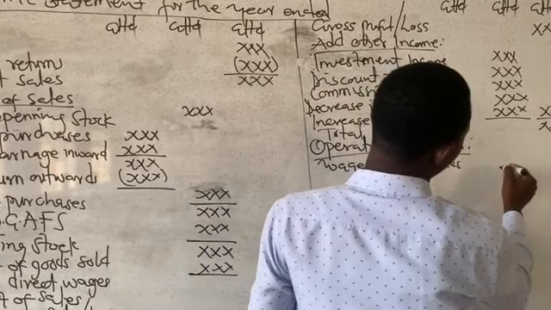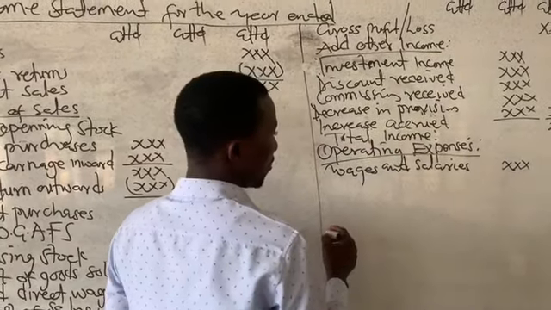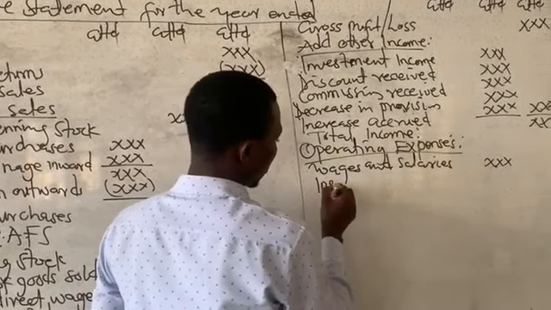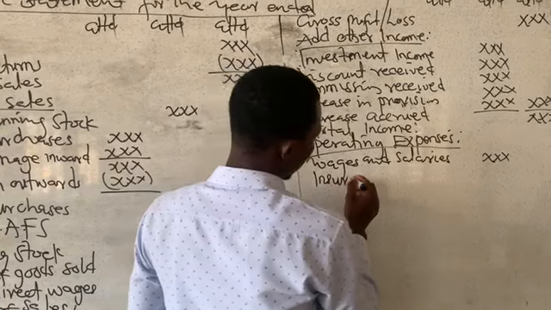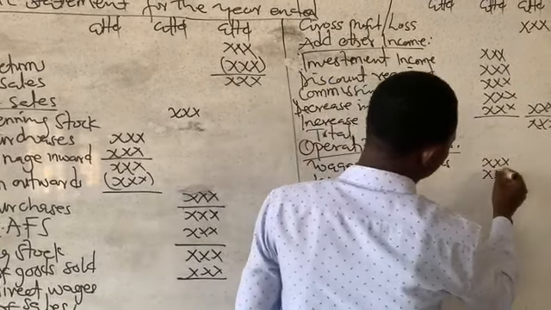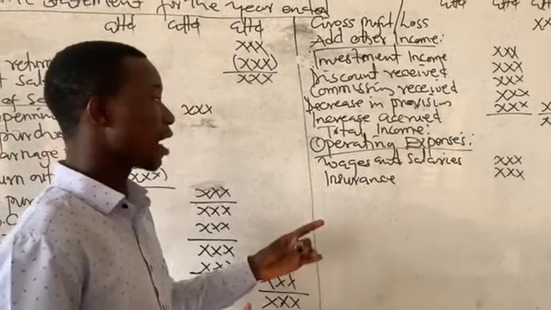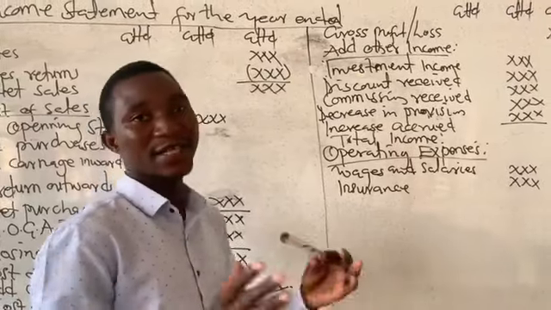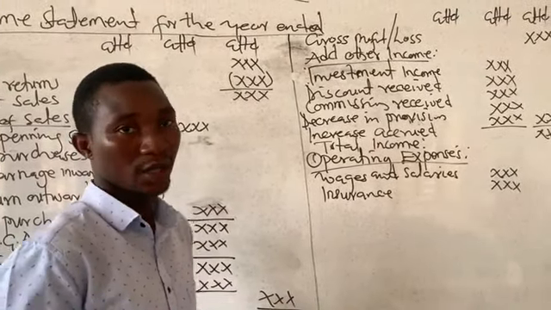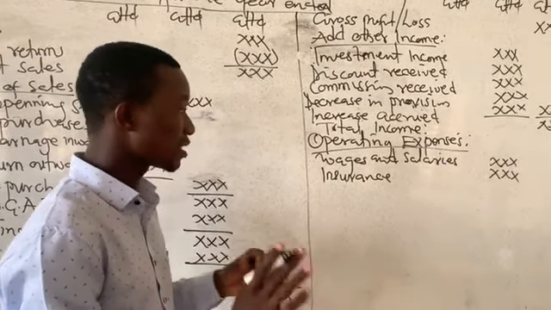Wages and salaries, you bring it here. Maybe you may have insurance. You bring it. But anytime there is an expense prepaid, we less it from the expenses. So let me just give a scenario.